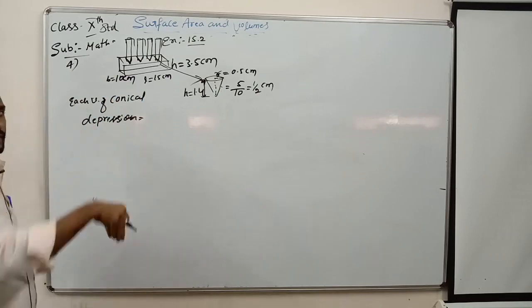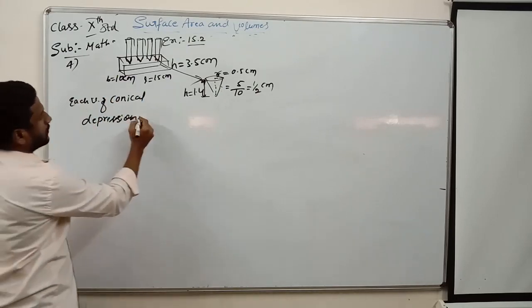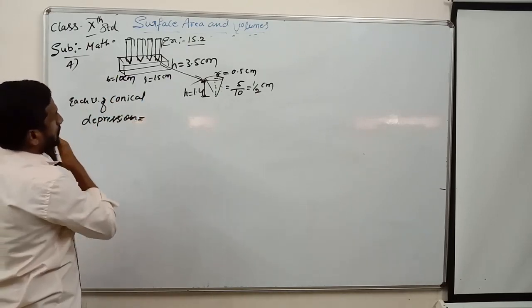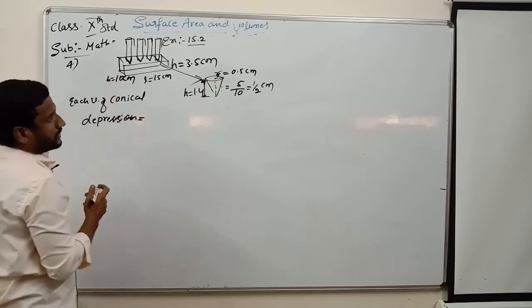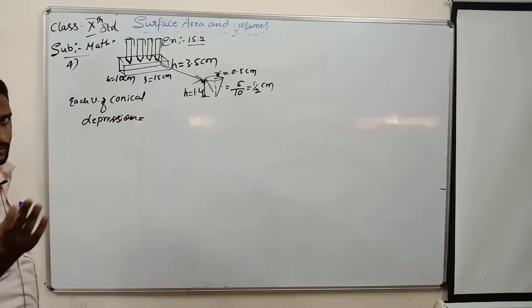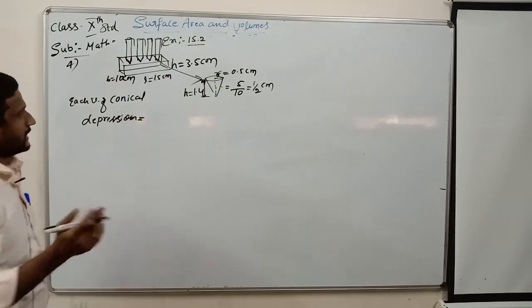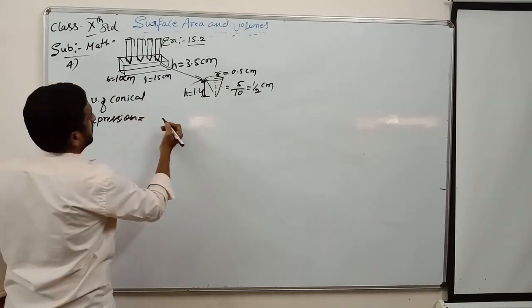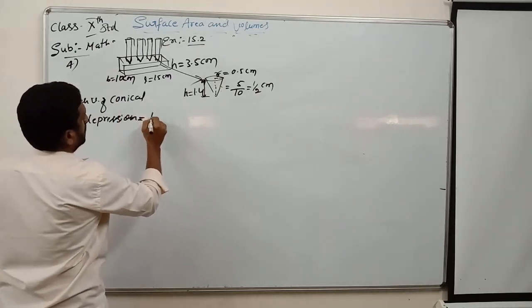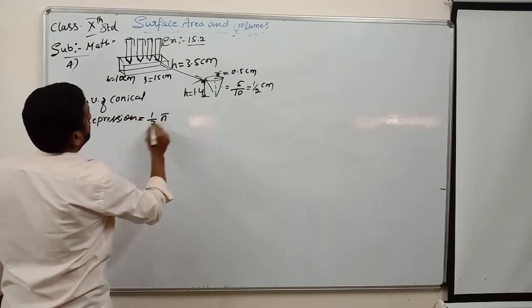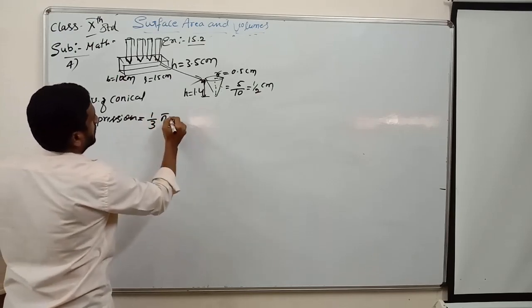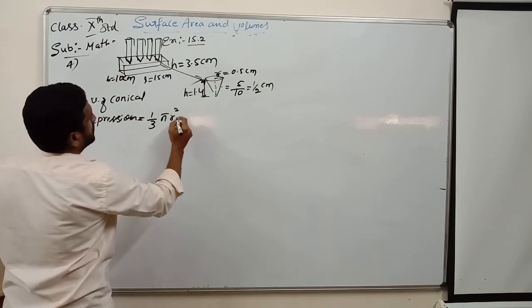The conical shape removed downward is a cone. Now that is the volume of a cone formula. We know that it is 1 by 3 into pi r square h. So 1 by 3 into pi r square h, where r means radius here.